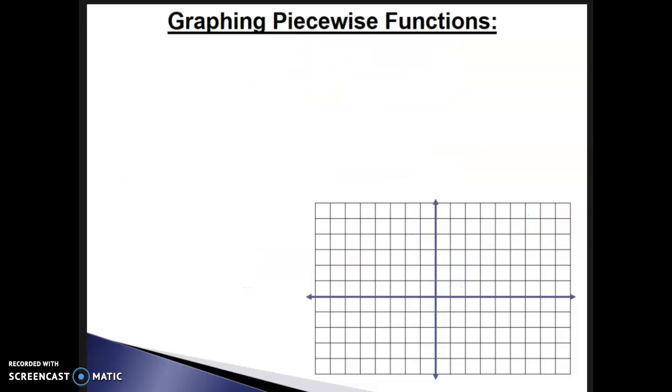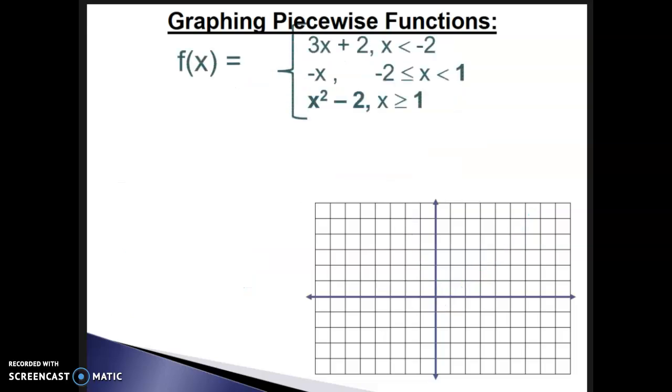All right, let's look at another one. We're going to graph f of x equals 3x plus 2 when x is less than -2. We're going to graph the function f of x equals -x when x is between -2 and 1. And then the last one, x squared minus 2 when x is greater than or equal to 1.